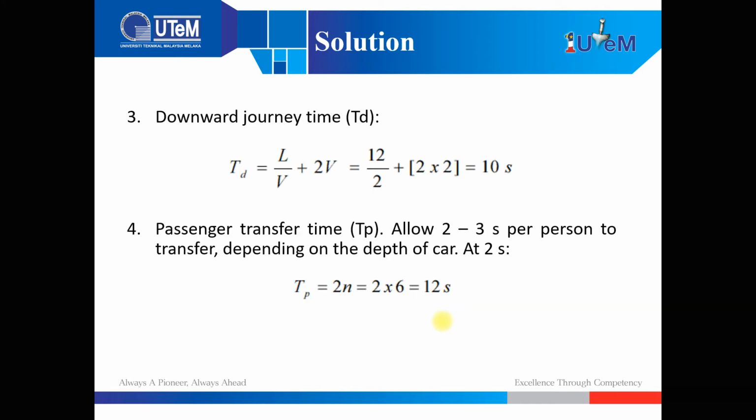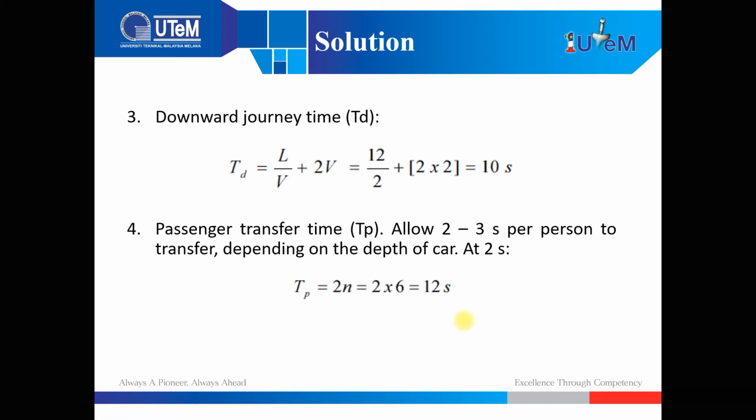And then the passenger transfer time, kita allow 2 hingga 3 second untuk seseorang penumpang passenger transfer, depending on the size of the car, at 2 second. Okay, so kita ambil 2 second lah. Dia allow 2 hingga 3 second, maksimum 3 second lah. But dalam case ni kita ambil 2 second. So 2 kali dengan number of passengers 6, so means 12 second lah. This one is the passenger transfer time.